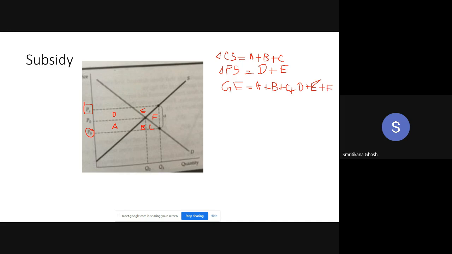Okay, any doubt with the area of the government expenditure? Yes, ma'am. Please repeat it once. Yes, just a minute.